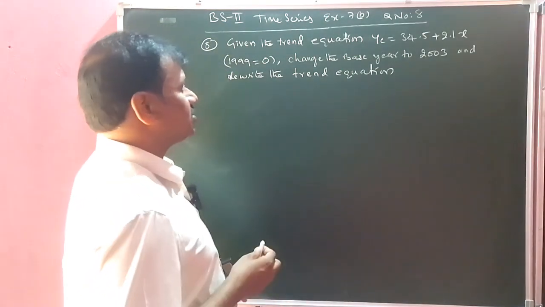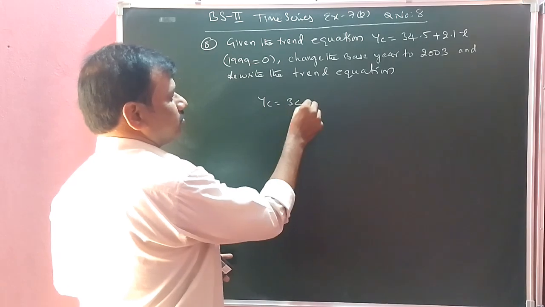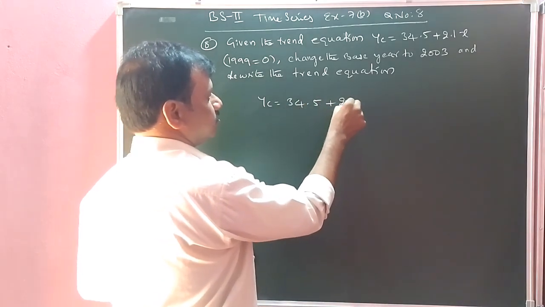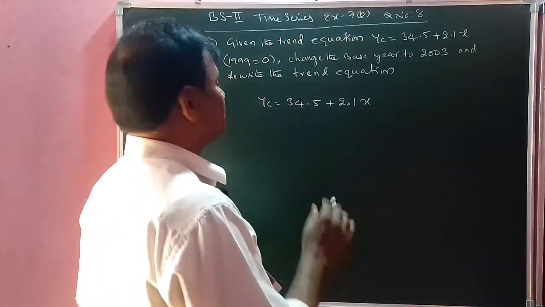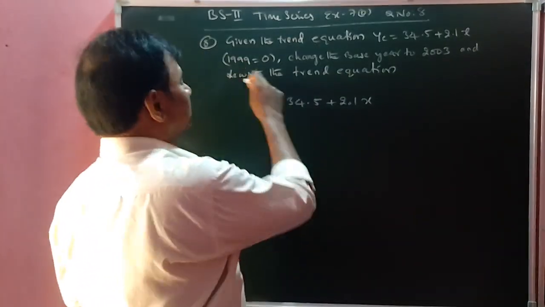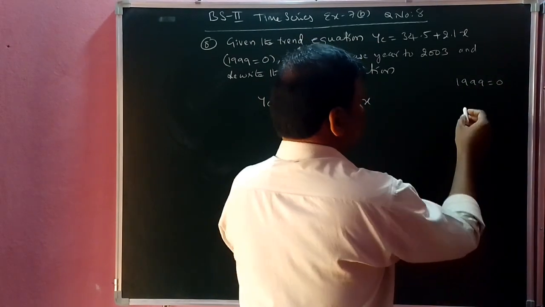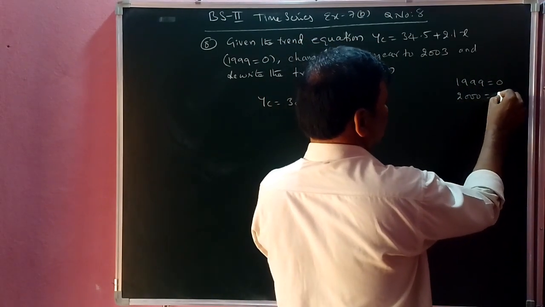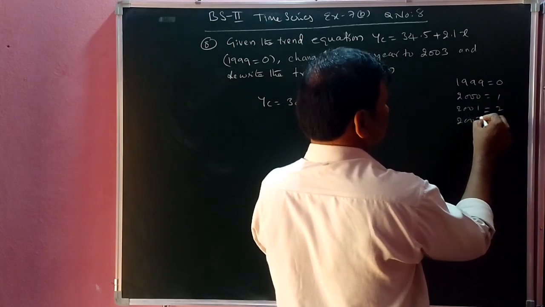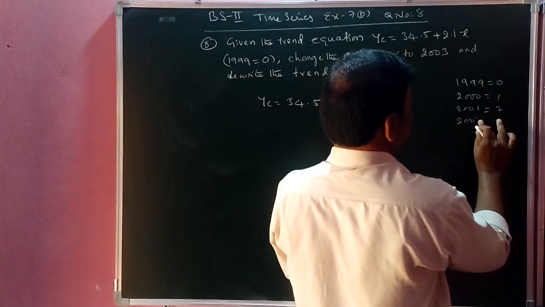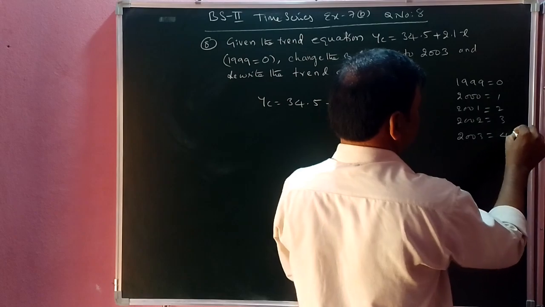So here one equation is given. That equation is YC equal to 34.5 plus 2.1x. They are asking us to change the base year. Here the 1999 value is 0, so 2000 value is 1, 2001 is 2, 2002 value is 3, and 2003 value is 4.